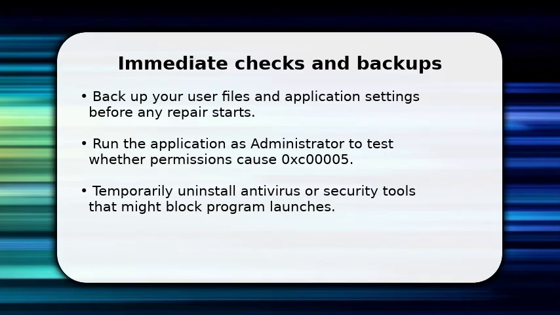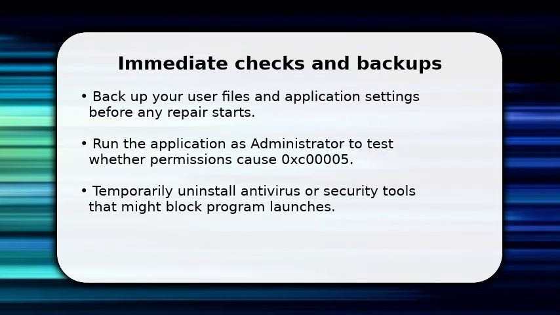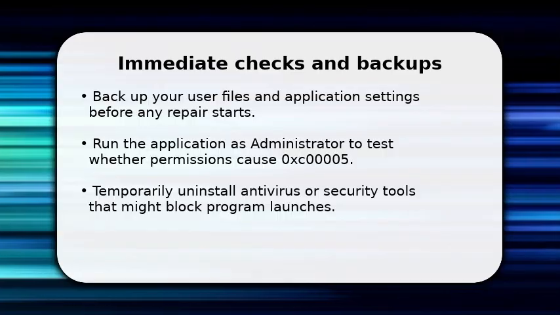Back up your user files and application settings before any repair starts. Create a system restore point and copy documents to an external drive. Next, run the failing application as administrator to test whether permissions cause error 0xc00005. If the app runs, adjust file and folder permissions for the program folder.